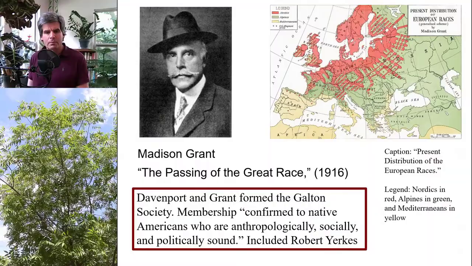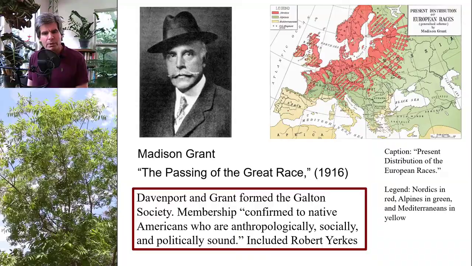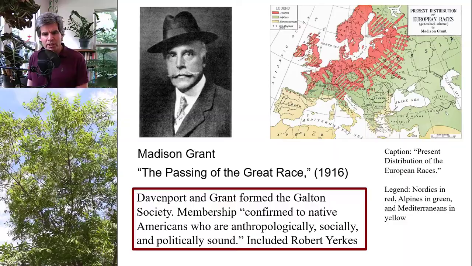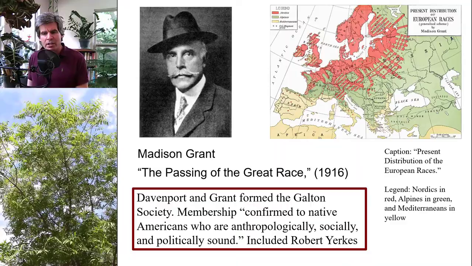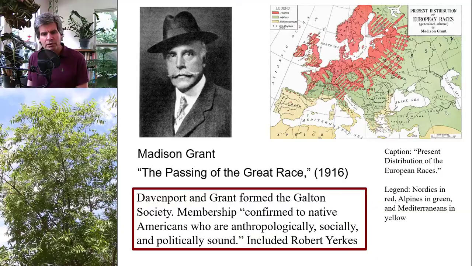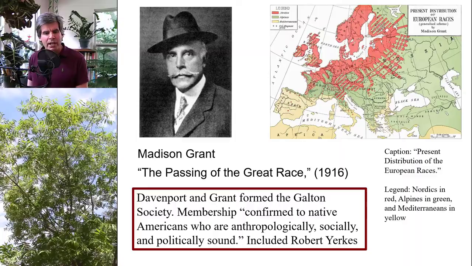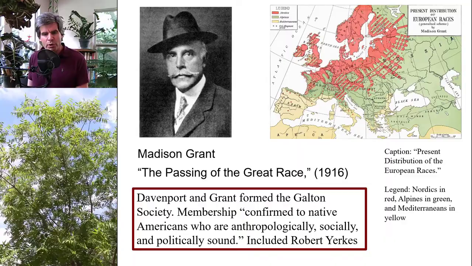Also, in 1916, a New York lawyer named Madison Grant published a book that promoted eugenics, and the book was titled The Passing of the Great Race. And the book proposed the idea of Nordic superiority, and it became quite popular. So Grant argued that there were different European races, and he called them the Nordics, the Alpines, and the Mediterraneans. On the screen is a picture of Grant and a figure from his book showing where these races were supposedly located in different parts of Europe.